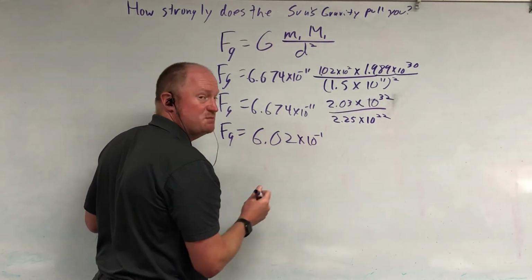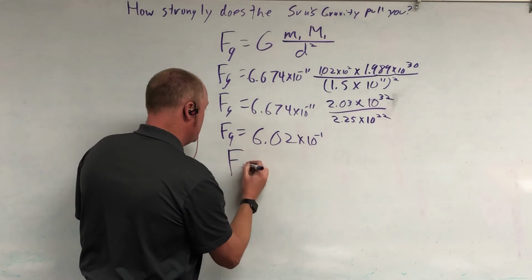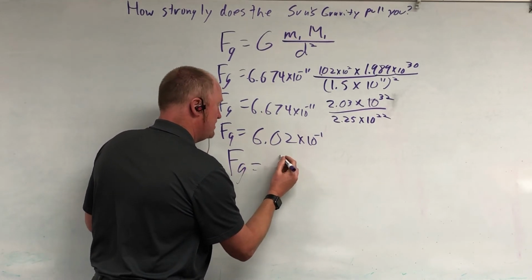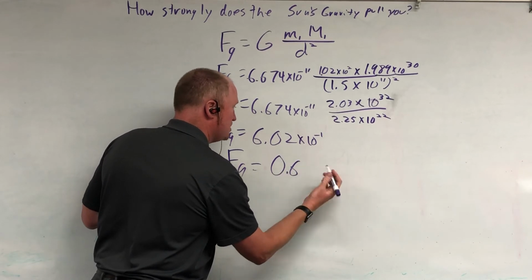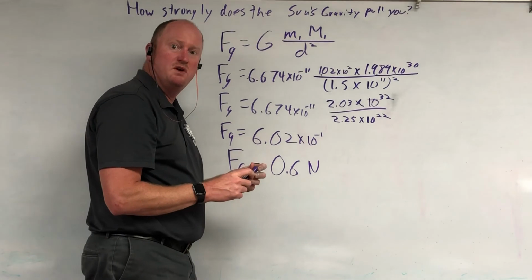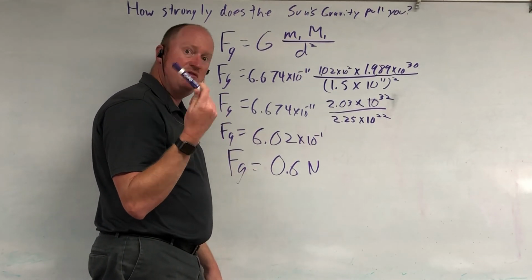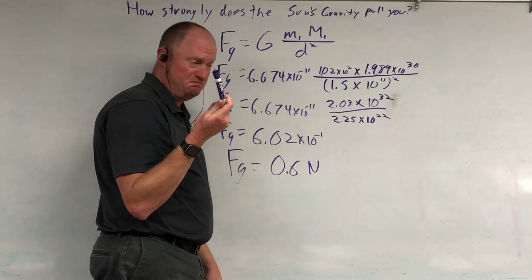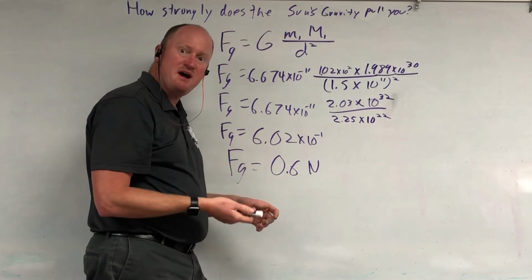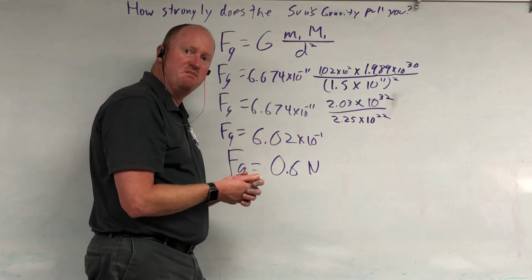With a number with an exponent this small, you don't really need to keep it in scientific notation. So I'm just going to write down that the force of gravity on my body from the sun is 0.6 newtons. By the way, that is very small. That is maybe the force of the Earth's gravity on this pen. The weight of this pen is about equal to the force of gravity pulling on my body.